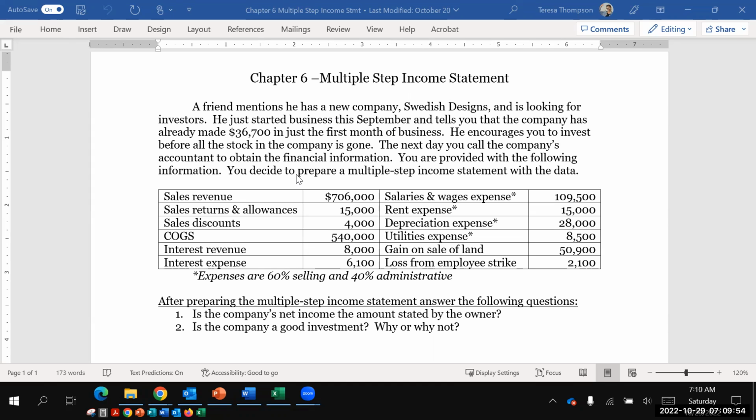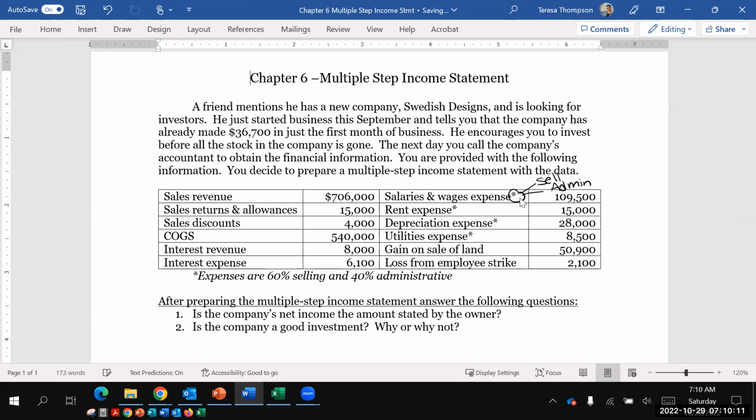call the company's accountant to get some data, and you decide to use that data to prepare a multiple-step income statement. Okay, we have our sales. Remember, I told you some of these accounts could possibly be selling or admin, right? So they really need to give you data.